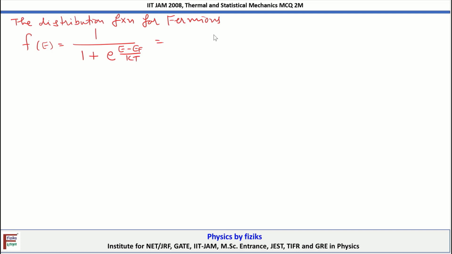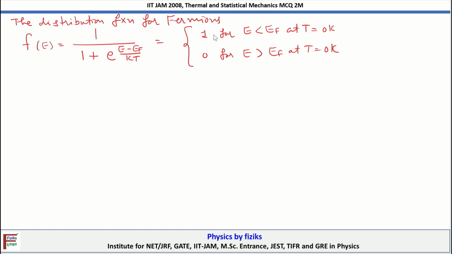Depending on the situation, this is equal to 1 for E less than EF at absolute zero, and this is equal to 0 for E greater than EF at T equal to 0 Kelvin. So we will make use of this fact, and then we will try to evaluate the Fermi energy and then the average energy.